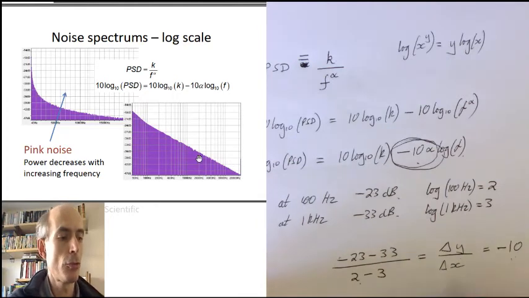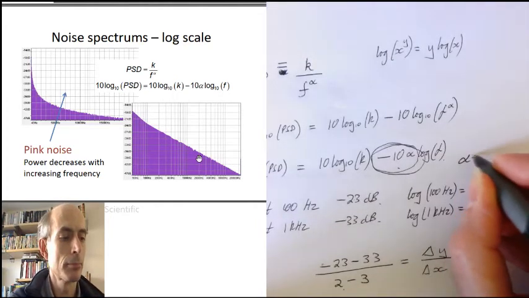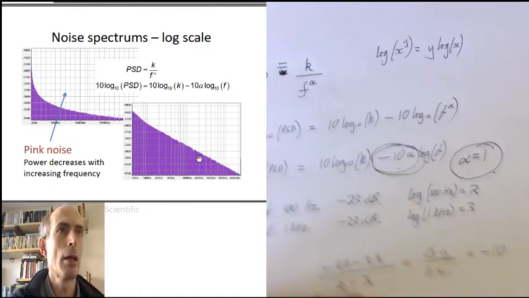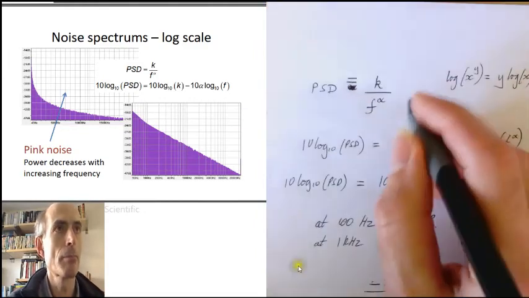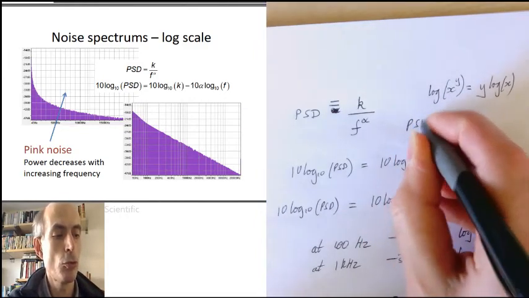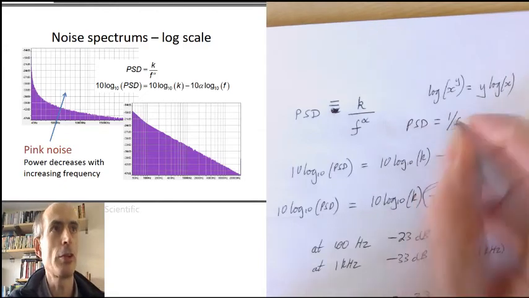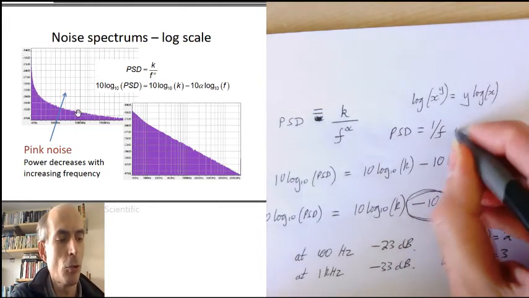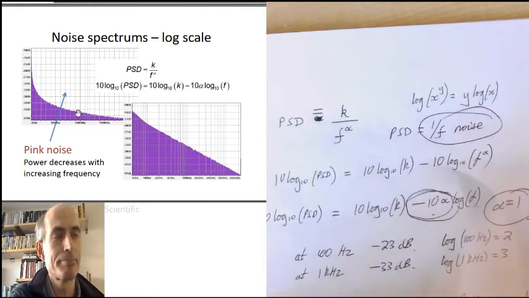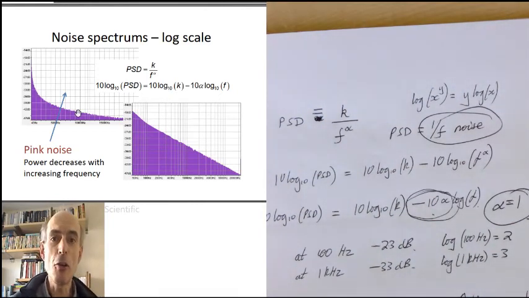Therefore, we can deduce that alpha is equal to 1. And what we have here is a type of noise in which the power spectral density is proportional to 1 over the frequency. I've called it pink noise here. It is often called pink noise, but there is another name for it, and it's often called 1 over f noise. And it happens quite a lot in a lot of different physical situations. It's a very common type of noise.